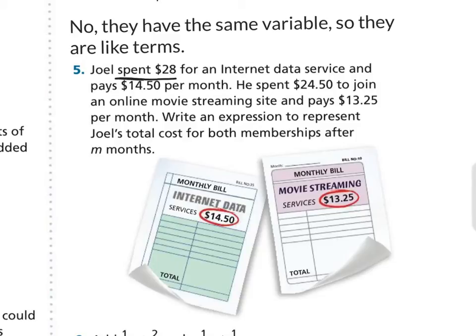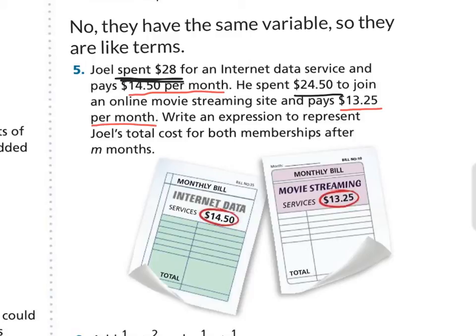The $28 he spent, that's like that initial fee we talked about yesterday. And then $14.50 per month. I'm not sure what kind of internet provider he's with there. I'd like to find out who's charging him only that amount. And then the $24.50 for the online movie, that was an initial fee again here. And then it's $13.25 per month.